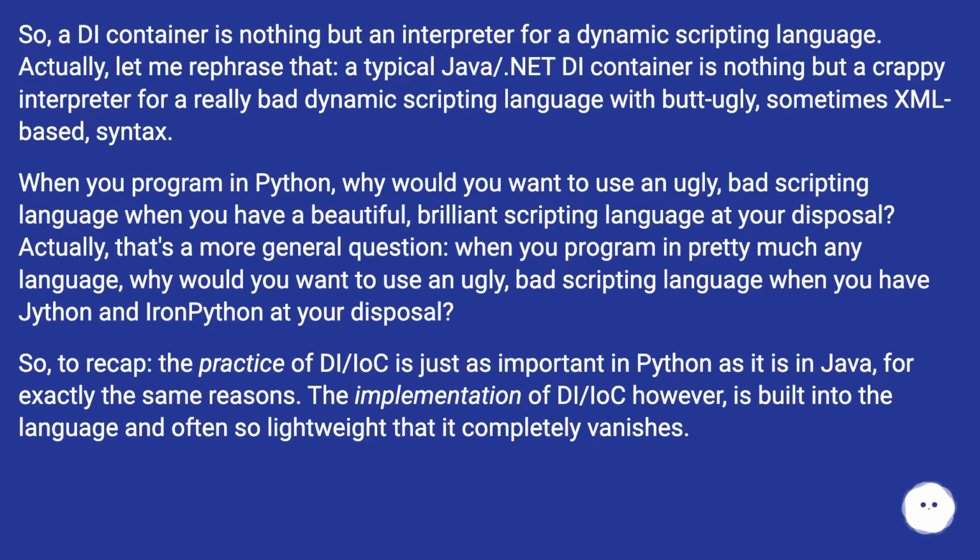So, a DI container is nothing but an interpreter for a dynamic scripting language. Actually, let me rephrase that. A typical Java/.NET DI container is nothing but a crappy interpreter for a really bad dynamic scripting language with ugly, sometimes XML-based, syntax. When you program in Python, why would you want to use an ugly, bad scripting language when you have a beautiful, brilliant scripting language at your disposal? Actually, that's a more general question. When you program in pretty much any language, why would you want to use an ugly, bad scripting language when you have Jython and IronPython at your disposal? So, to recap, the practice of DI/IoC is just as important in Python as it is in Java, for exactly the same reasons. The implementation of DI/IoC, however, is built into the language and often so lightweight that it completely vanishes.